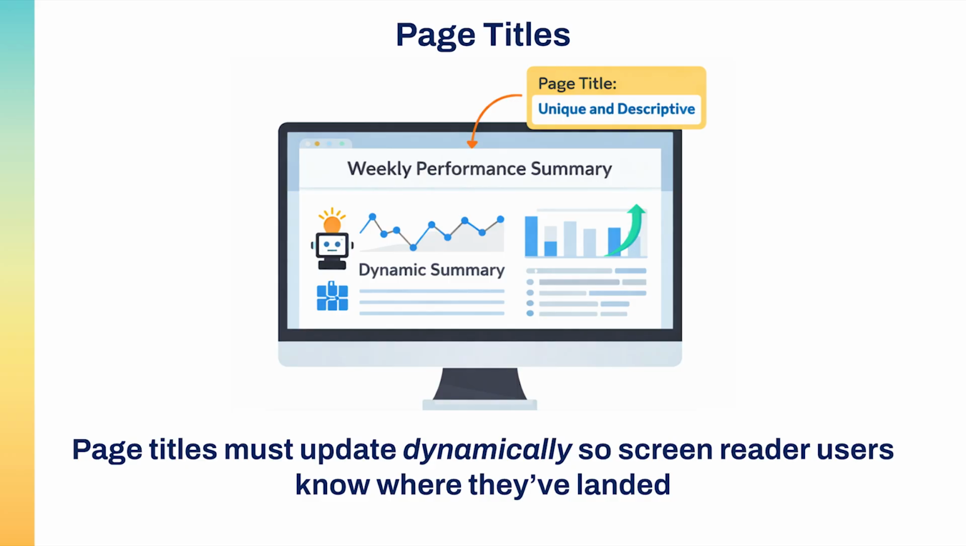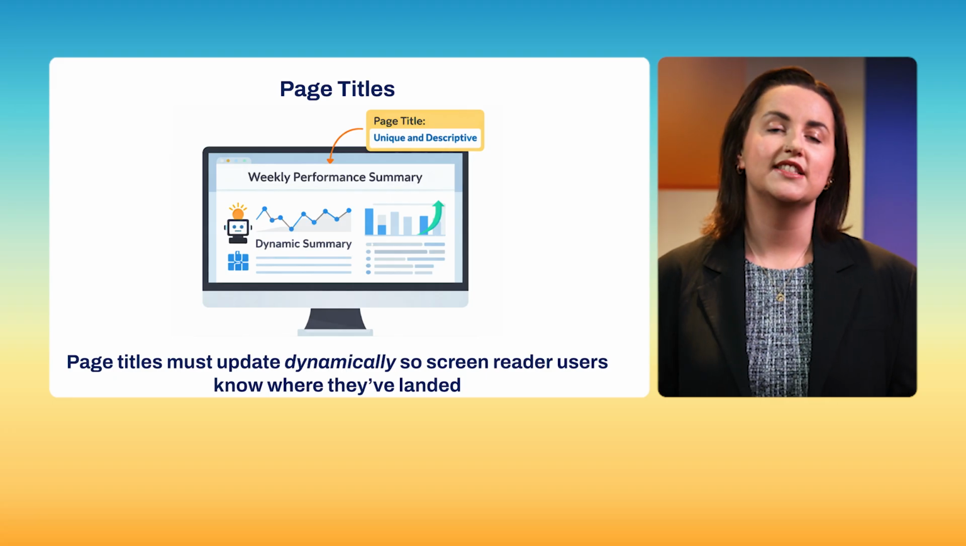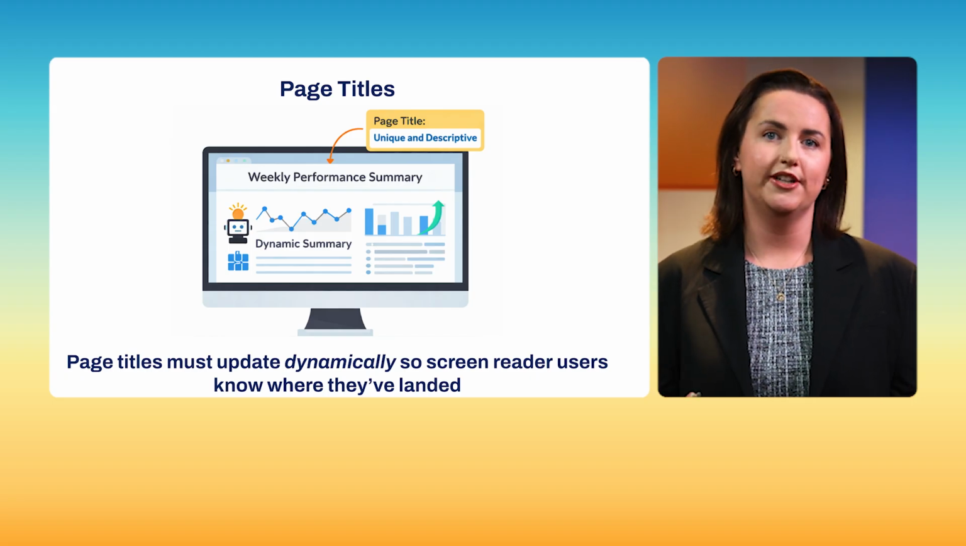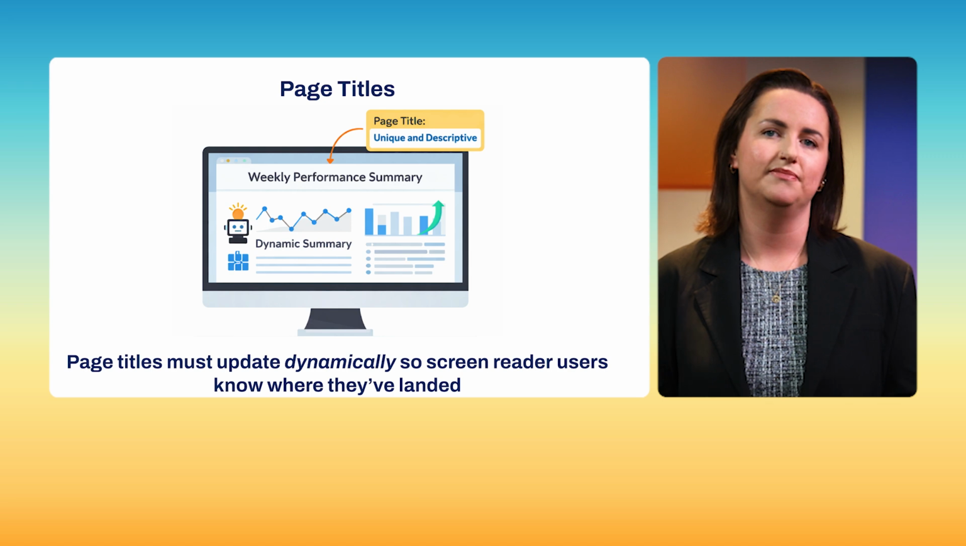And this is simple but essential. Don't overlook the page title. It should be unique, descriptive, and summarize what is on the page. When AI generates a new summary or a dynamic report, the page title must update so a screen reader user knows exactly where they've landed.